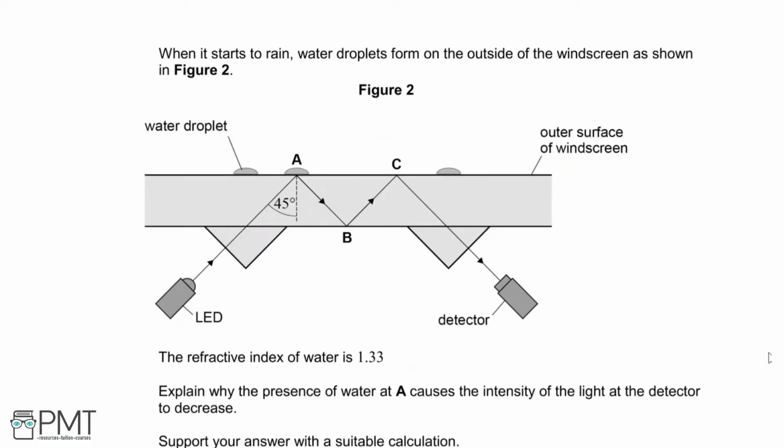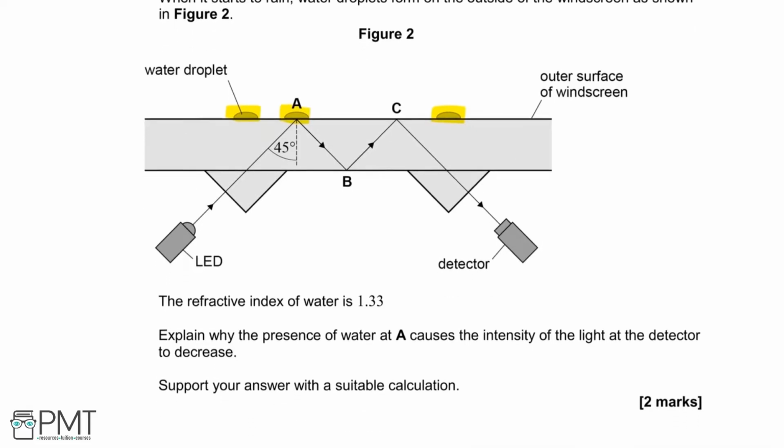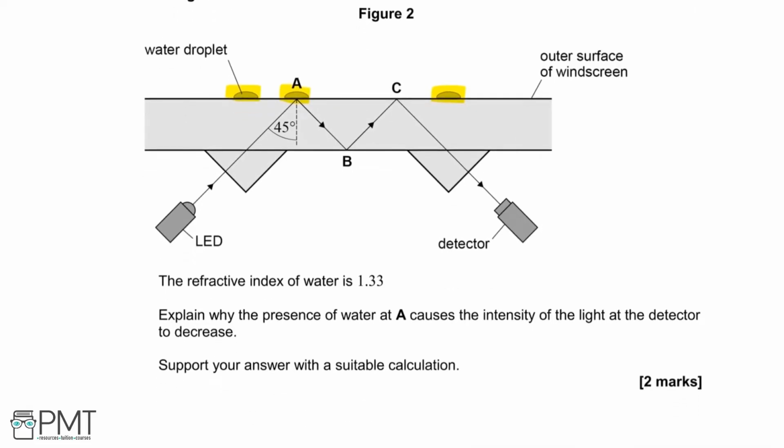When it starts to rain, water droplets form on the outside of the windscreen as shown in figure 2. So we've now got these water droplets that have appeared, and we're interested in the refraction or maybe reflection effects that occur when those are there. The refractive index of water is 1.33. Explain why the presence of water at A causes the intensity of the light at the detector to decrease. Support your answer with a suitable calculation.